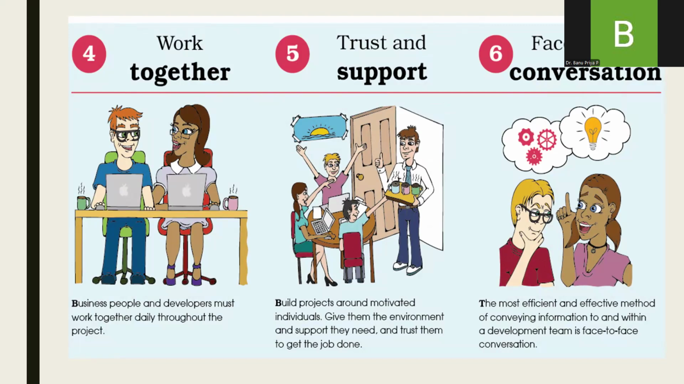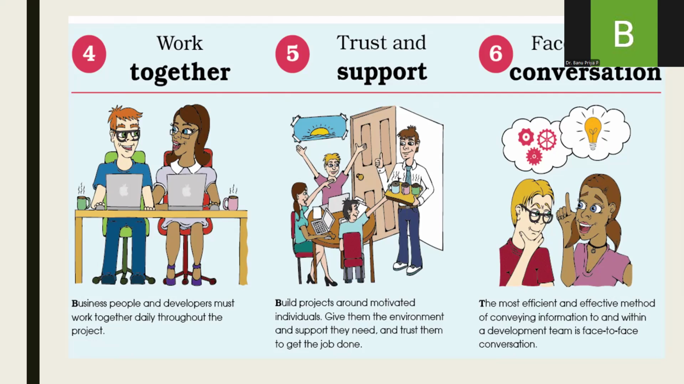Business people and developers must work together daily throughout the project, which is more important under agile. The fifth principle is having support. Building the project around motivated individuals is very important. Trusting them and building support is needed first to get the job done in agile principles.